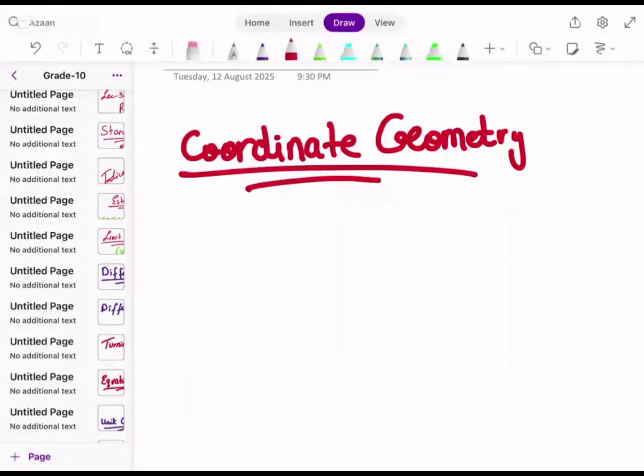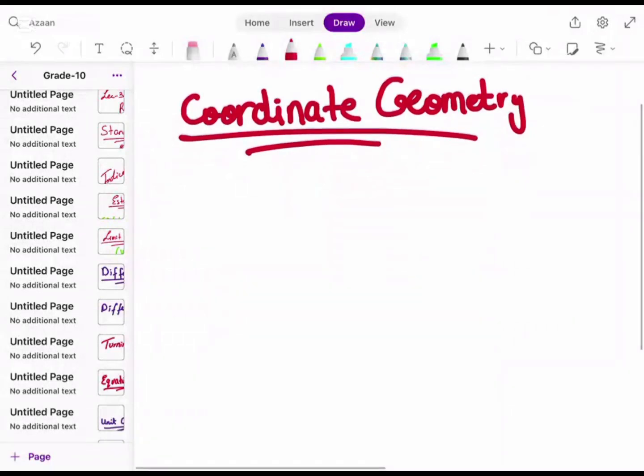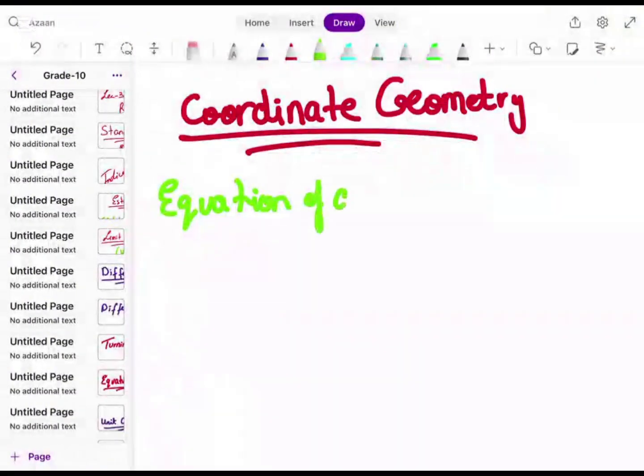Today is lecture number 2 of coordinate geometry. In the previous class, we covered how to find the length between two given coordinate points, how to find the gradient or slope, and how to find the midpoint. In today's class, we will cover the equation of a straight line.